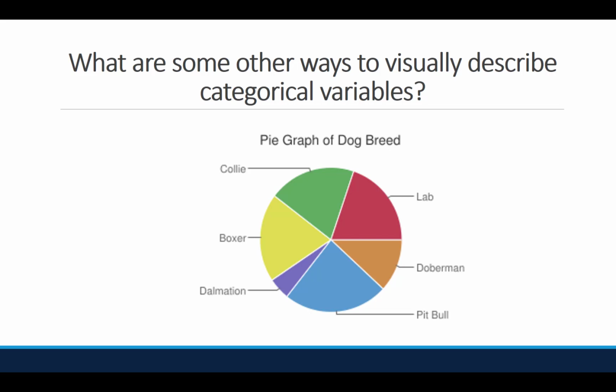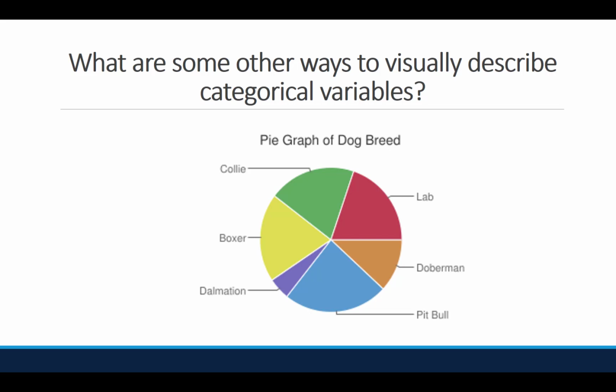Pie charts should have the following properties. Often the different sectors of the pie chart are arranged clockwise in order of magnitude. Notice this pie chart does not have that property. If we wanted this pie chart to have that property, we would start with the smallest slice, which would be Dalmatian, and then we would have the next smallest, which would be Doberman, and so forth, going in a clockwise manner.